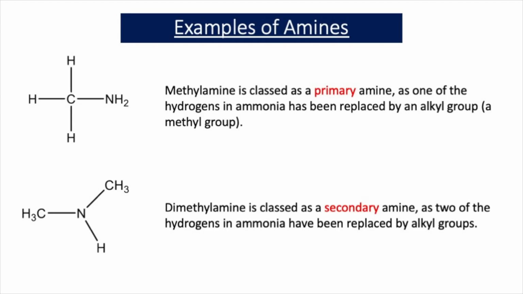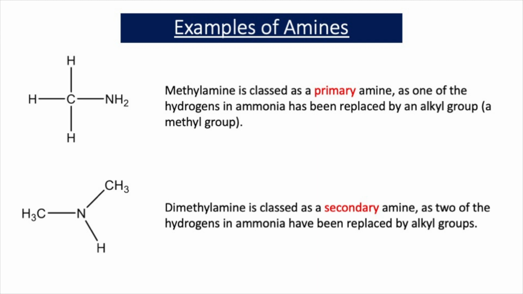So now let's look at some examples of amines. The first amine drawn here is methylamine. We have a CH3 group, a methyl group, attached to an NH2 group. Methylamine is classed as a primary amine. This is because if we take ammonia, NH3, the difference between methylamine and ammonia is one of the hydrogens is being replaced by an alkyl group, a methyl group.